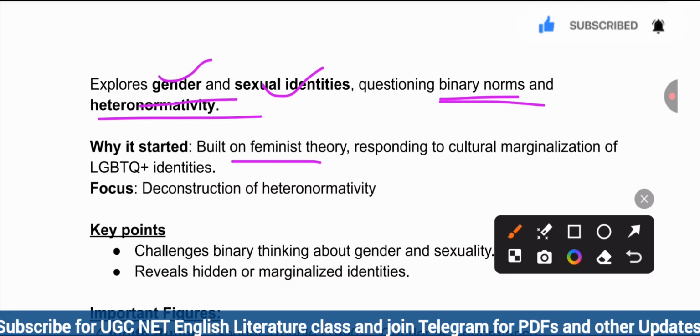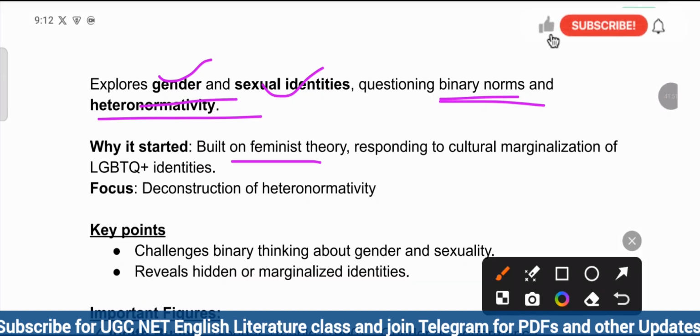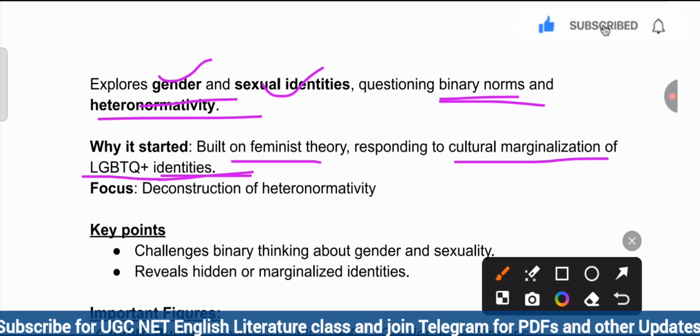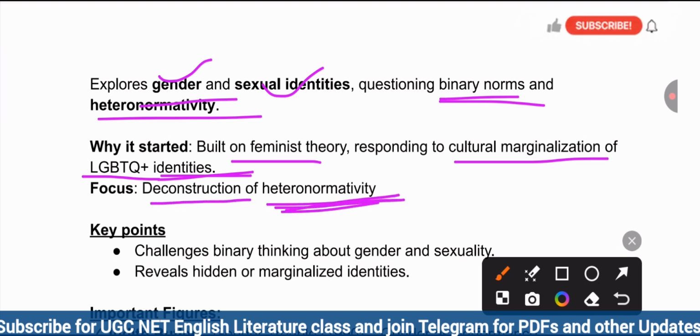So in this specific thing, you have to remember heteronormativity, responding to cultural marginalization of LGBTQ identities. You will find the focus of queer theory is the deconstruction of heteronormativity. That's the way I gave you the example of gay.